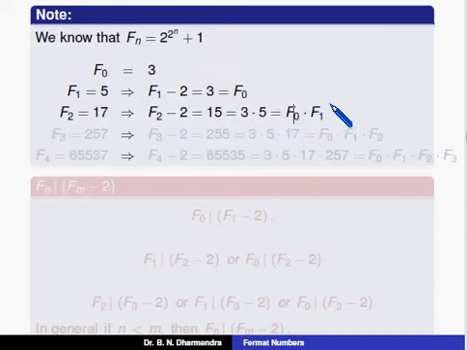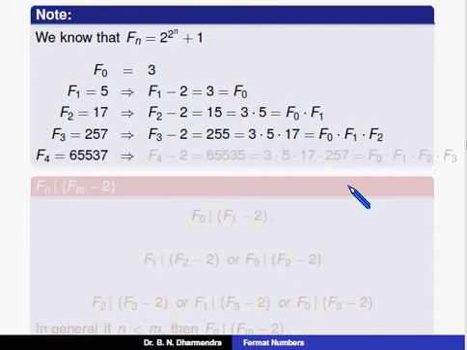Similarly, the next value F3 is equal to 257. In the same way, when I subtract 2 from both sides, F3 minus 2 is equal to 255. That is equal to 3 into 5 into 17, which can be written as F0 into F1 into F2. Similarly, taking F4, F4 minus 2 is equal to 65535. That is equal to 3 into 5 into 17 into 257, that is F0 into F1 into F2 into F3.